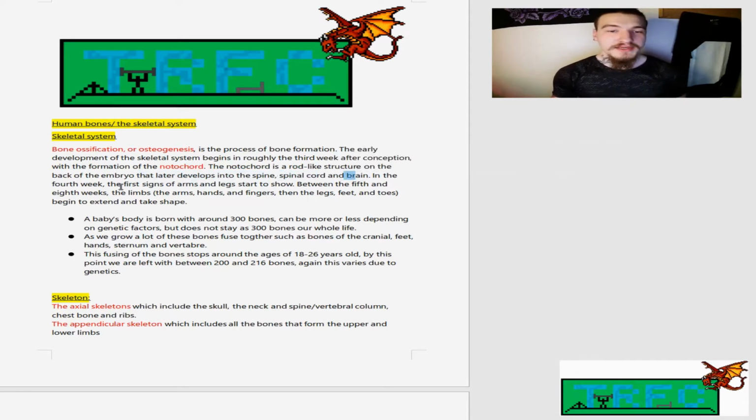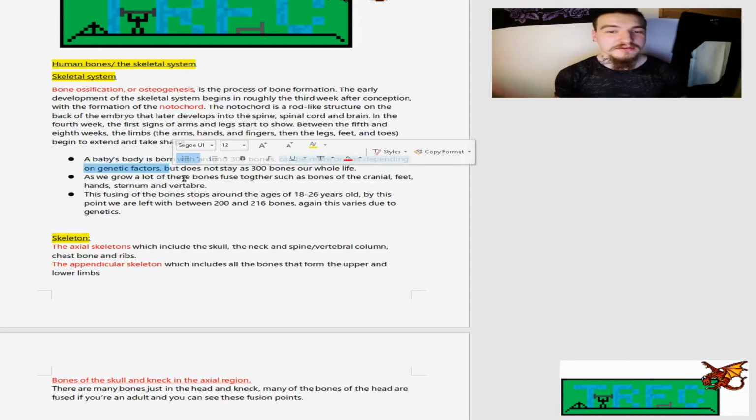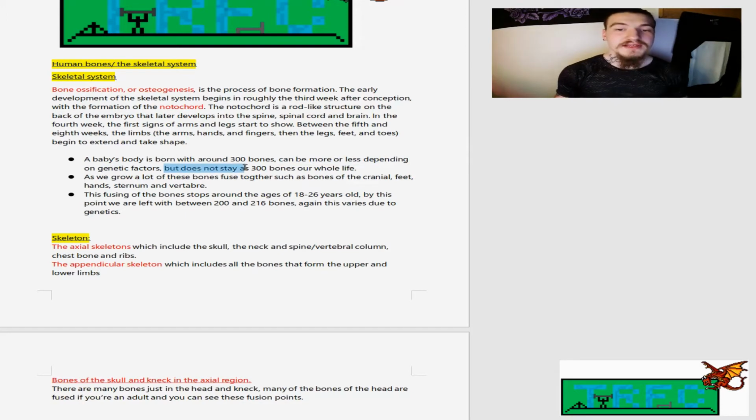Now in the 4th week, the first signs of arms and legs start to show, and between the 5th and 8th week, the limbs, so this is like the arms, the hands, the fingers, the legs, the feet, the toes, all begin to extend and take their shape. Babies' bodies are all born with roughly 300 bones, sometimes a bit more or less. Now this is dependent on genetic factors, but they do not stay as 300 bones our whole life.